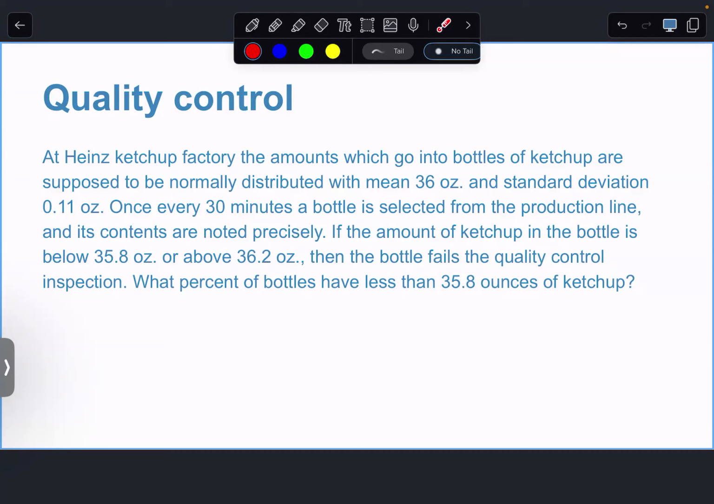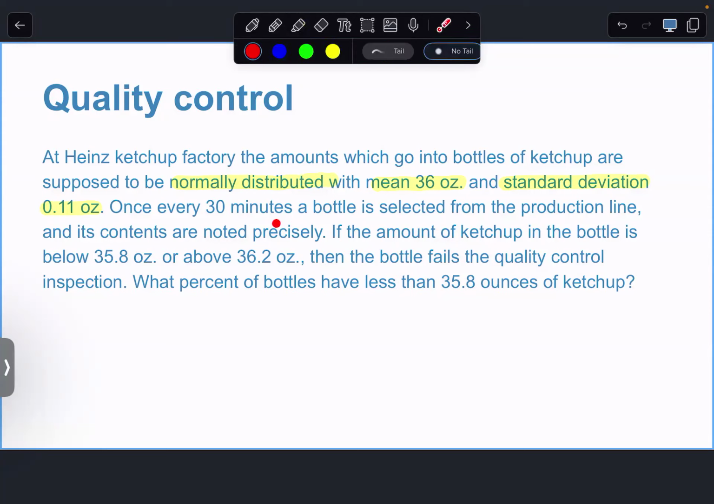And so what are some clues here? Well, let's read it. You've already tried it on your own, aced it already, I know. But here we go. At Heinz Ketchup Factory, the amounts which go into bottles of ketchup are supposed to be normally distributed. Okay, so I'm going to react to that. Okay, that's good. With a mean of 36 and a standard deviation of 0.11 ounces, but who cares? I know, hopefully no chemistry or biology teacher walks by. Who cares about units? I certainly don't.